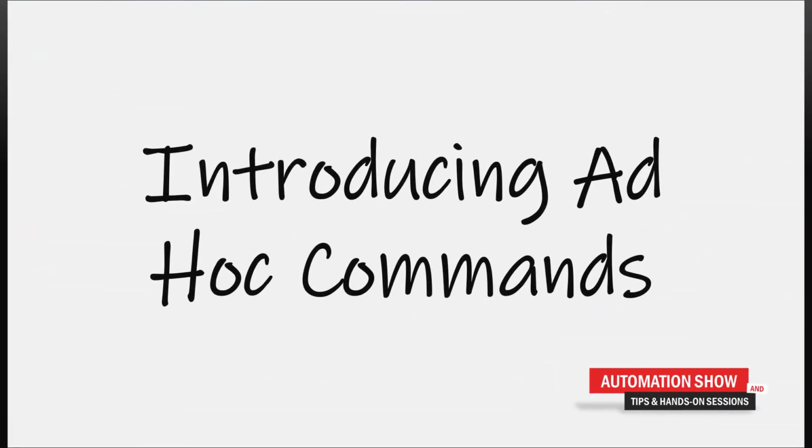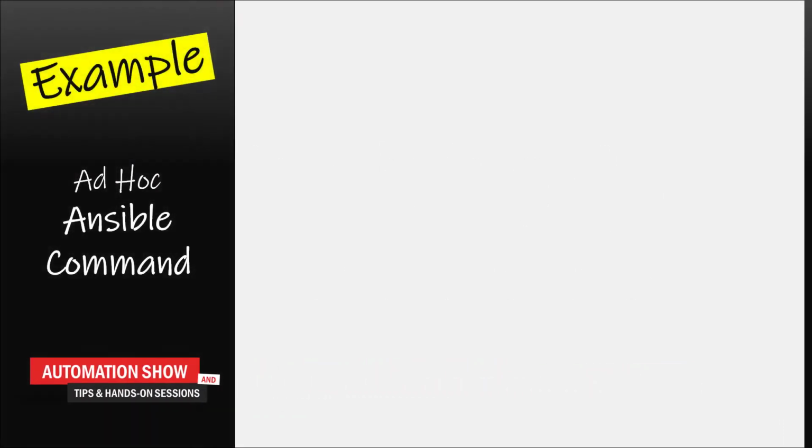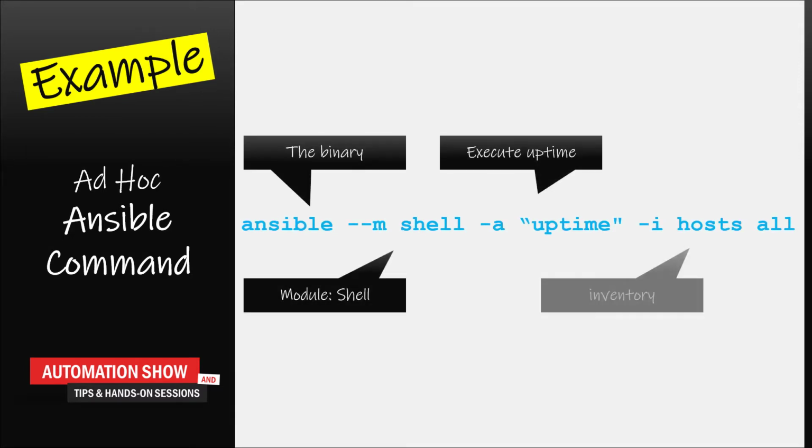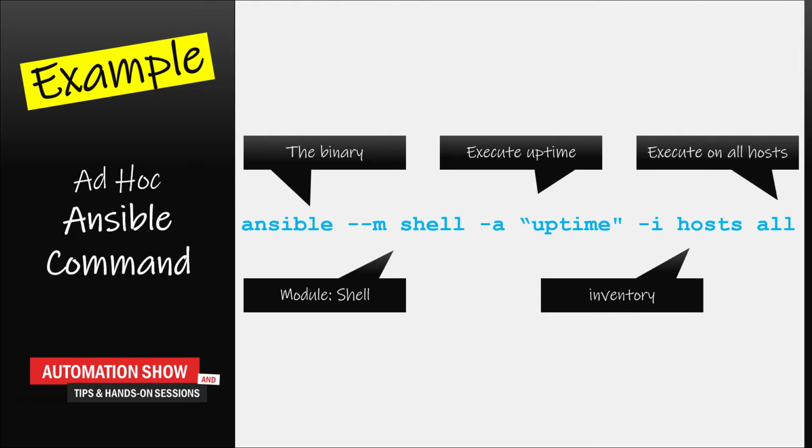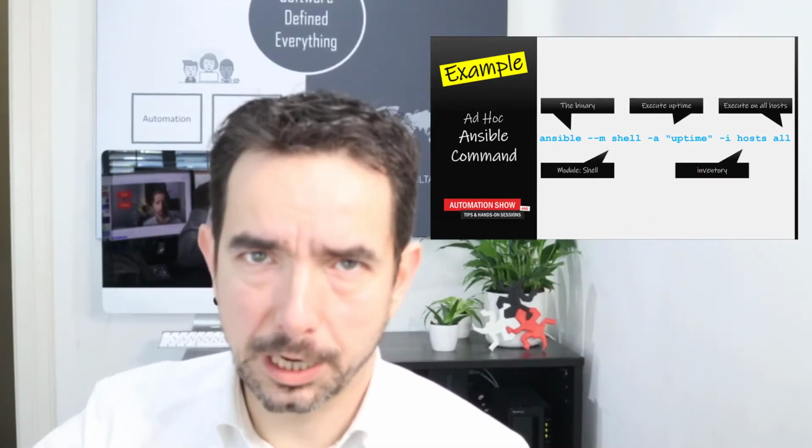Okay, let's have a look at some ad hoc commands. In this example we will ask the uptime of our whole inventory. So we'll do that by Ansible. We're going to use the module shell and we're giving an argument of uptime, which is the uptime command, and we're executing it on all our hosts. And you will get back a list of the uptime of all the hosts.